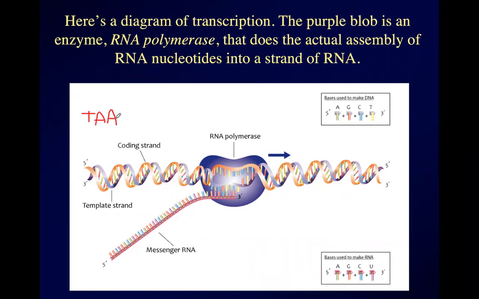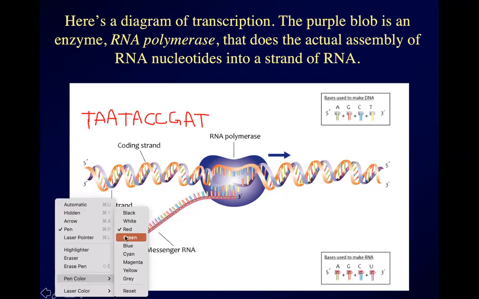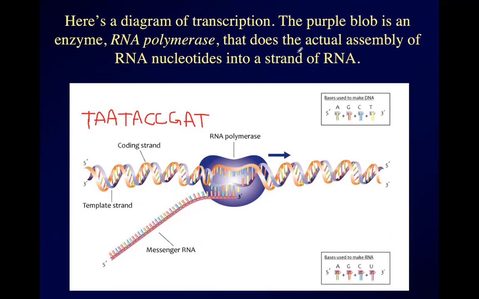TACCGAT, if one of the DNA strands, which by the way is called the coding strand, the template strand, if the template strand of DNA has that sequence of nucleotides, then as the RNA molecule nucleotides come in, they're going to form what? Well, there's a T right here. So the first RNA that comes in is going to be an A.